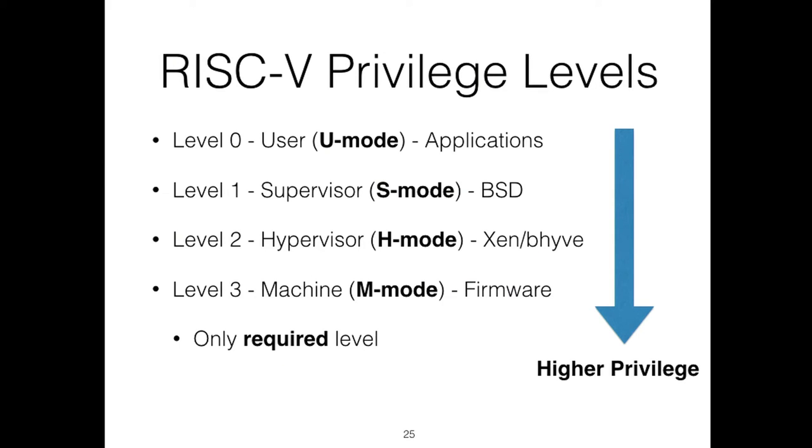So to look at the privilege spec a little bit more, RISC-V has multiple privilege levels, which is good if you want to do any security. At the lowest level, you've got user mode, which is where applications are. Level 1 is supervisor mode, or S mode. That's where your OS will run. Level 2 is hypervisor, or H mode. That's where your hypervisor, Xen, Bhyve, will run. Level 3 is machine mode. That's where your firmware will run, and that's the most privileged mode. Actually, it's the only required level. So for microcontrollers, you can have a processor that just supports machine mode.